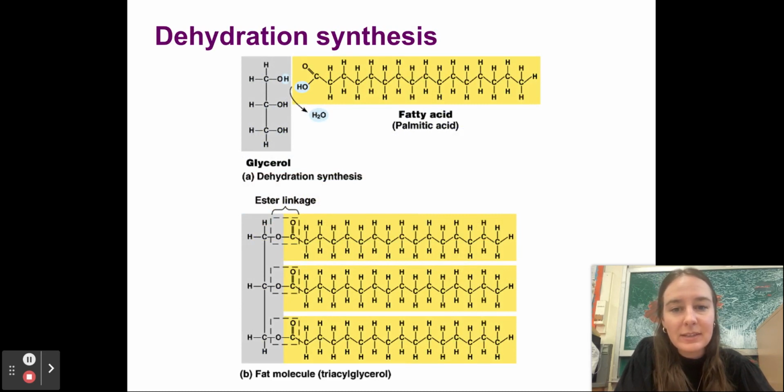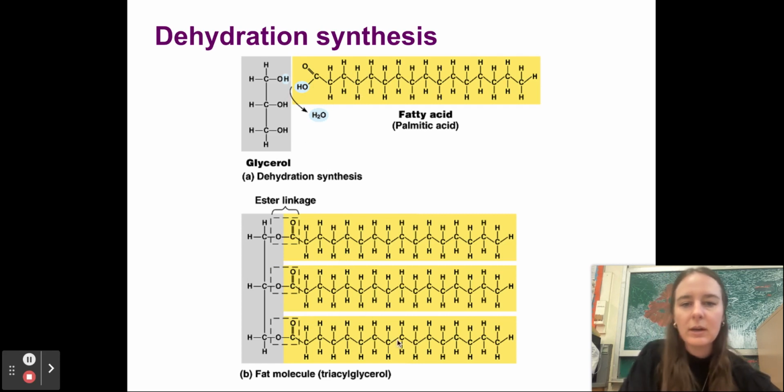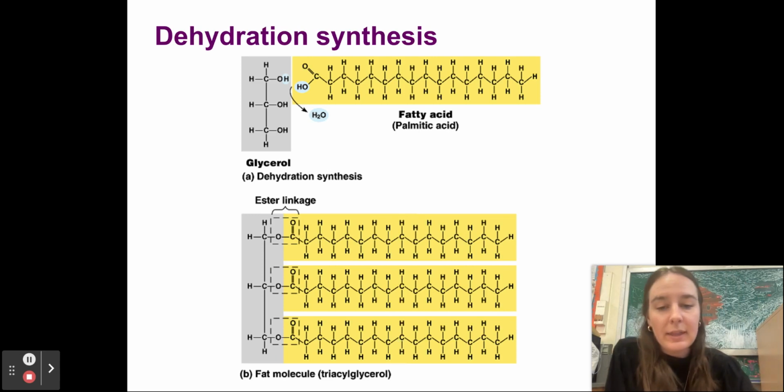Now, fatty acids bind to glycerol molecules, but notice here that we have 3 fatty acid chains bonded to 1 glycerol molecule. And why is that? Well, notice here that there are 3 OH groups, and so you can do dehydration synthesis 3 times to attach 3 whole chains of fatty acids, and that will create a fat molecule. Now, another word for a fat molecule, and this is really important, is called a triglyceride.